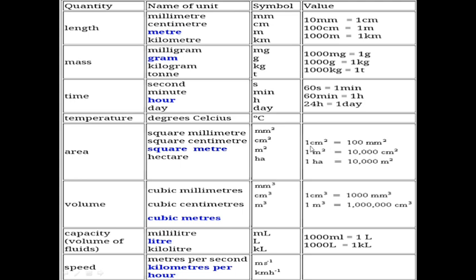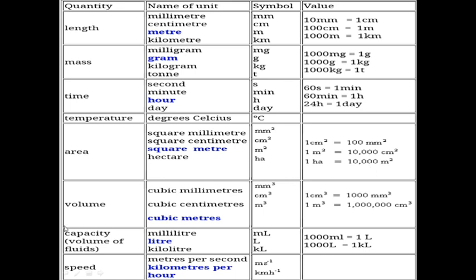1 centimeter square means 1 centimeter into 1 centimeter, which equals 100 millimeter square. We can say it as 10 millimeter into 10 millimeter. Then 1 meter square equals 10,000 centimeter square, which can be written as 100 centimeter into 100 centimeter also. Then 1 hectare equals 10,000 meter square. So we can write 10,000 meter square as 100 meter into 100 meter also.